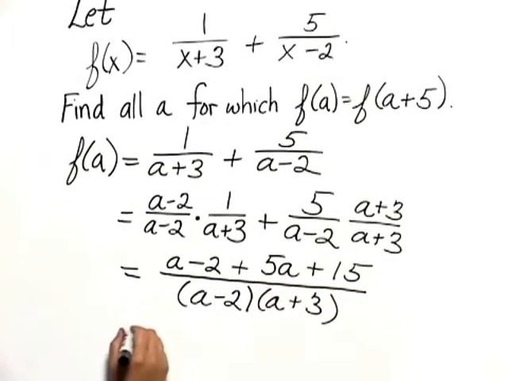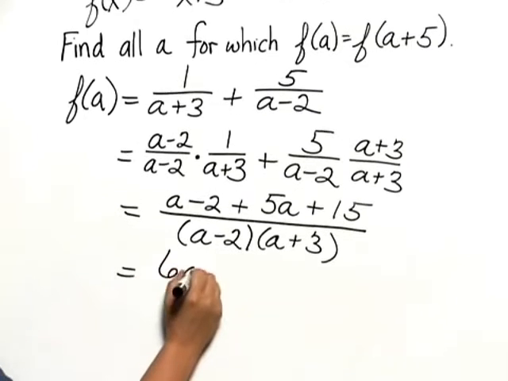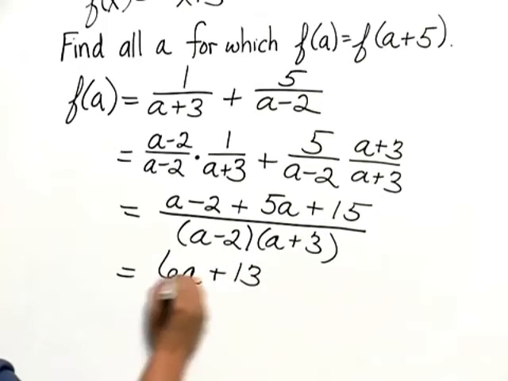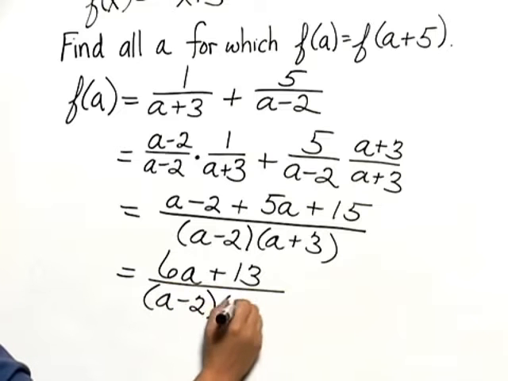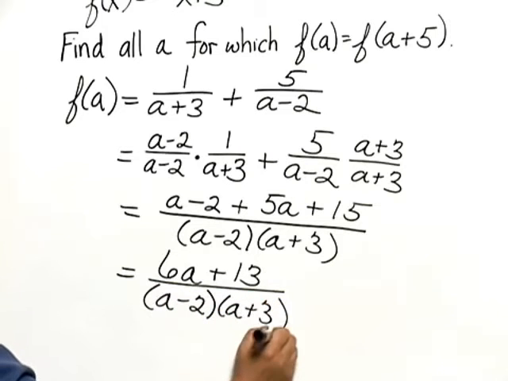Simplifying then, we have 6a plus 13 over a minus 2 times a plus 3.